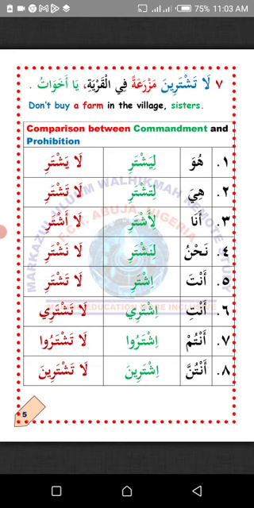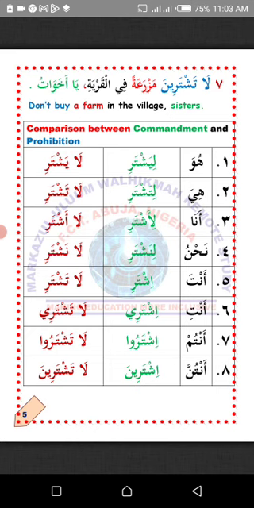Now we talk about the comparison between amrun, commandment, and nahyun, prohibition. Number one: huwa, he. Liyashtari, he should buy. La yashtari, he should not buy. Number two: hiya, she. Litashtari, she should buy. La tashtari, she should not buy. Number three: ana, I. Liashtari, I should buy. La ashtari, I should not buy.